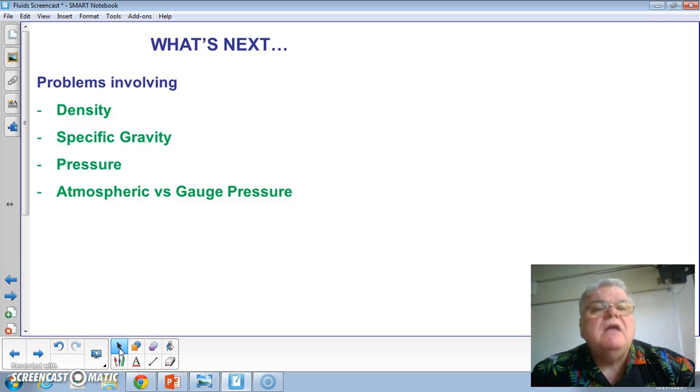Next thing we'll do is problems involving those things: density, specific gravity, pressure, and atmospheric versus gauge pressure.